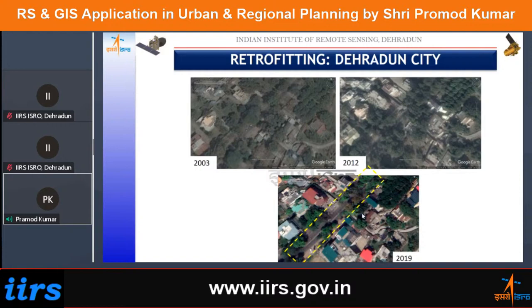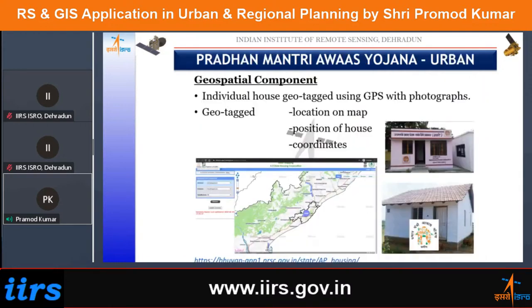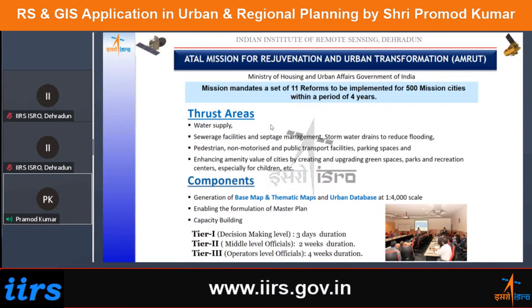Under the Pradhan Mantri Awas Yojana, individual houses have been geo-tagged using GPS with photographs, and then they have been put into the GIS, and this is available for visualization purposes and also for query purposes on the Google platform.